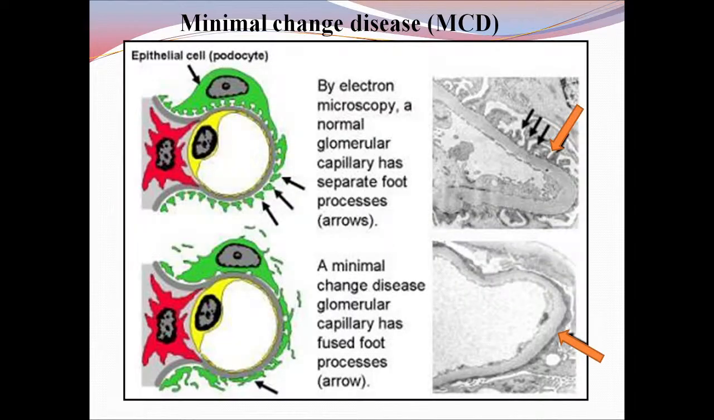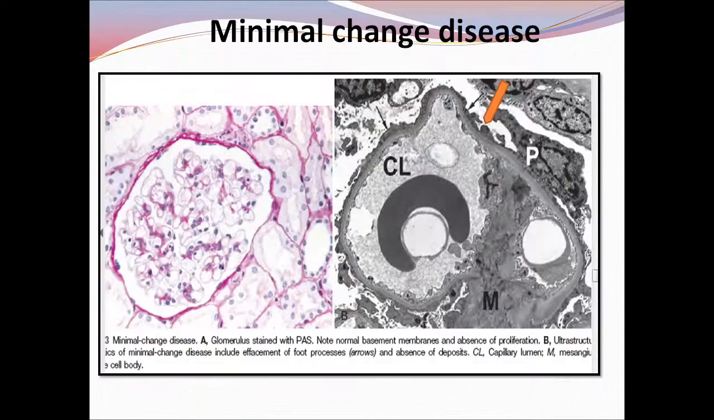So here what you can appreciate, this is a visceral epithelial cell, a podocyte. There is a loss of the podocyte foot processes, otherwise the glomerular basement membrane and endothelium are normal. Here you can appreciate a capillary loop, and you can see the endothelium, the basement membrane, and the podocytes. Here there is a complete loss of podocytes in this case of nephrotic syndrome.